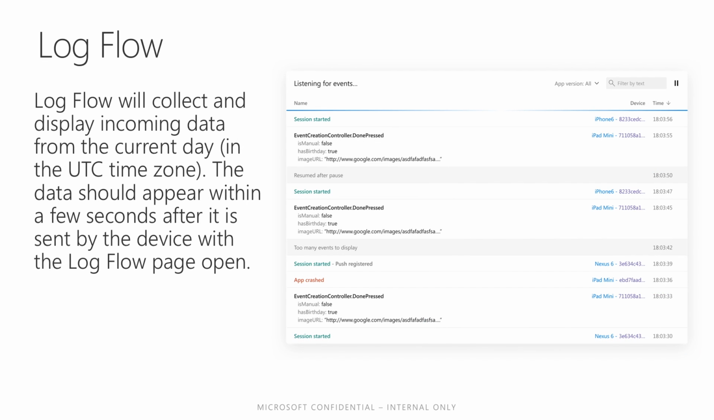We then have log flow. Now this section is really useful. What log flow does is it collects and displays incoming data from the current day in UTC time. The data will appear within seconds and is sent by the device to the log flow page of App Center. So you can see in the screenshot the events it's listening to and basically the telemetry that's coming from that device. You can see exactly what time it occurred and where this crash did occur.